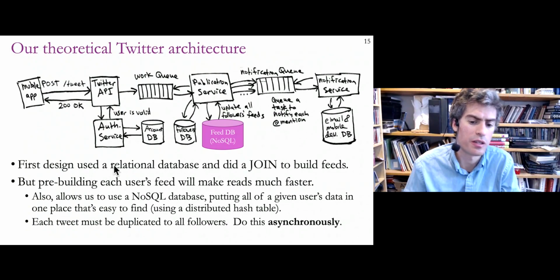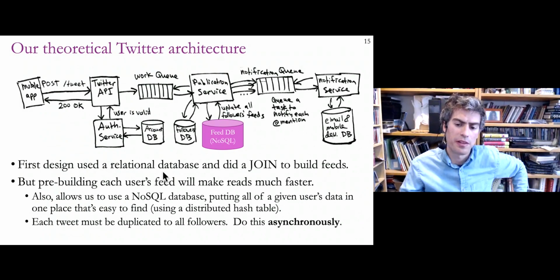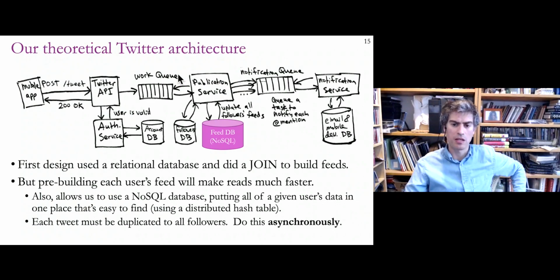I showed that originally you could design Twitter with a relational database that did joins to build feeds, but this design is better because it makes reads faster, although writes are slow, right? So this is a way of dealing with the slowness of writes by deferring the work of writes and breaking it into little pieces. Okay, I'm going to show here how both the reads and the writes work with the NoSQL implementation of the feed database.